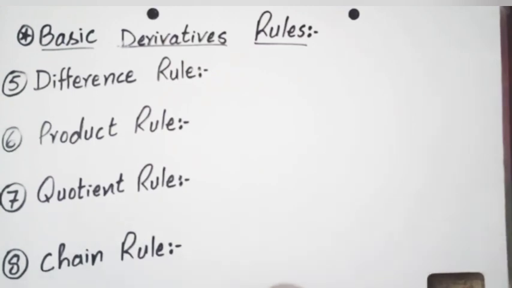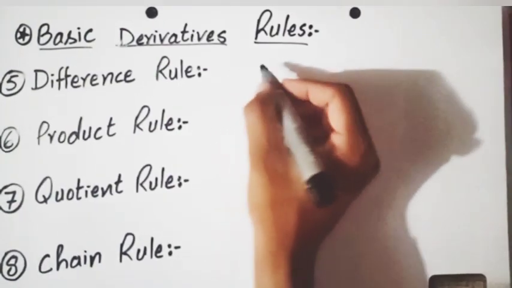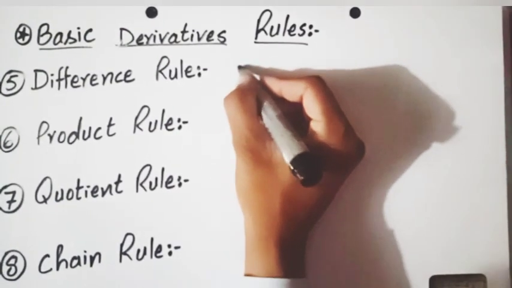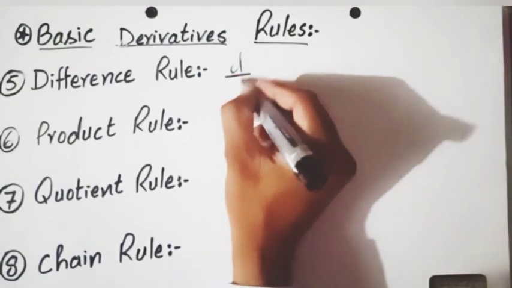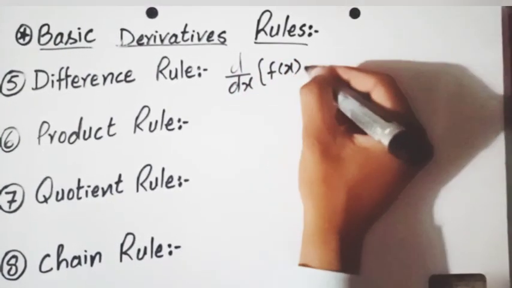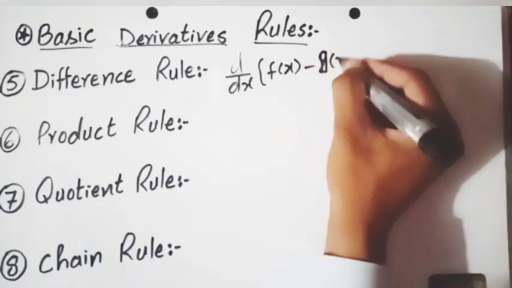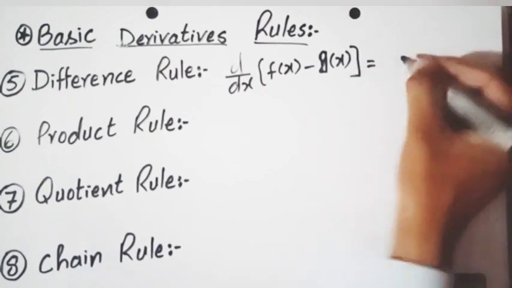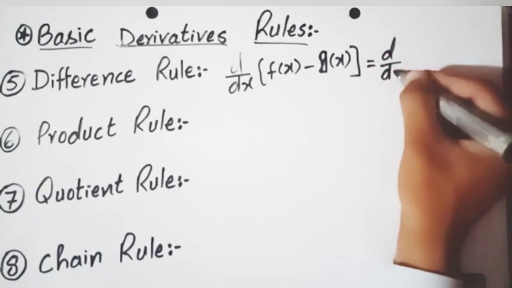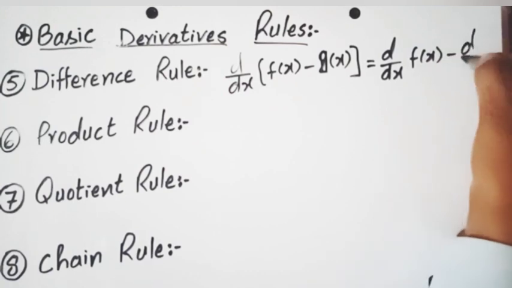Yes, our next rule, after the sum rule, is the difference rule. And what is the difference rule? If we have the difference of two functions and I want to take the derivative of that, for example we have f of x, a function, minus g of x, the other function, we can take their derivatives separately. That is what the difference rule tells us: d over dx of f of x minus d over dx of g of x.